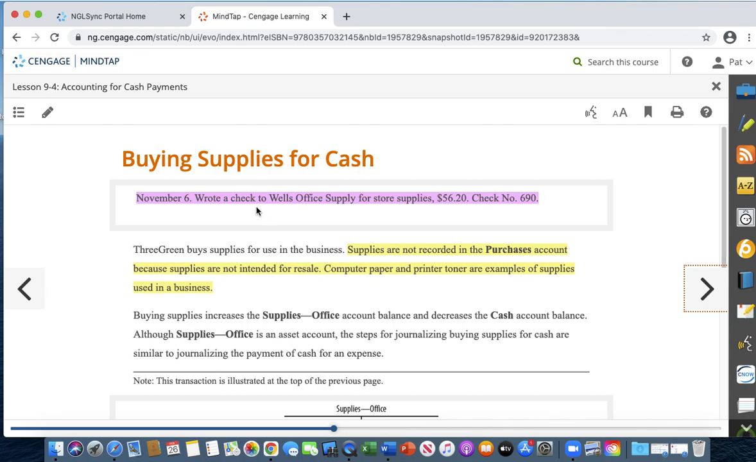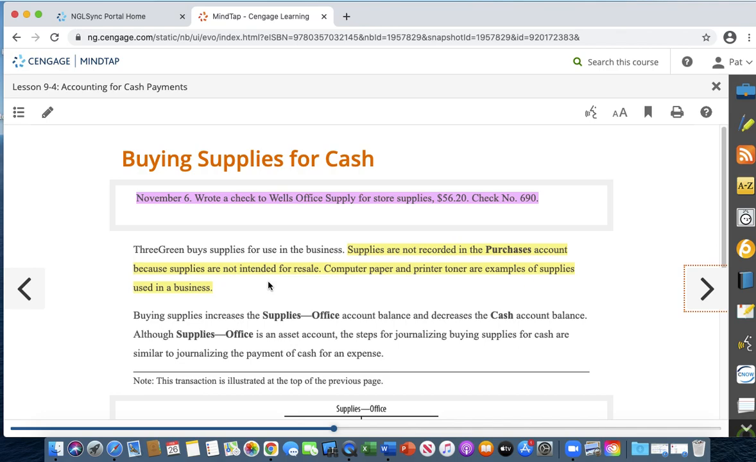The next transaction, wrote a check to Wells Office Supply for store supplies. Something a little bit different. We used to always say supplies. Now we will say store supplies or office supplies. We're going to get a little more specific. So supplies are not recorded in the purchases account. We got to make sure we keep those separate. Supplies are not intended for resale.